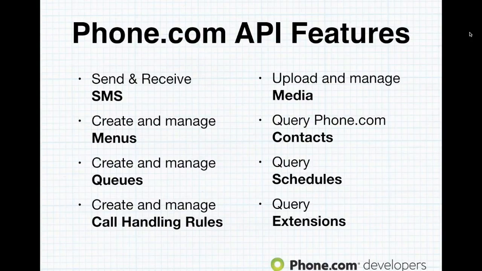That's the same with schedules. You're able to query schedules from other applications and also query extensions. So if you had some service that needed to identify different users' extensions within your phone.com account, that feature would allow you to do it. So that's just a general kind of snapshot of the features.